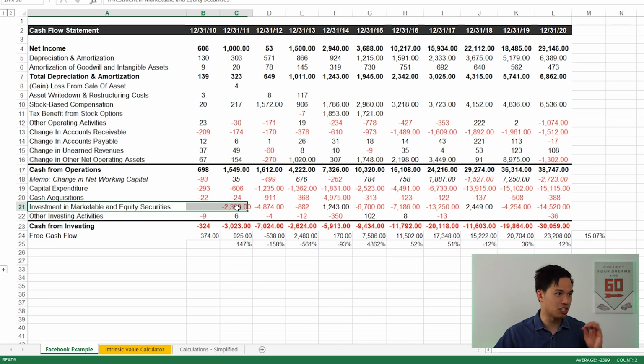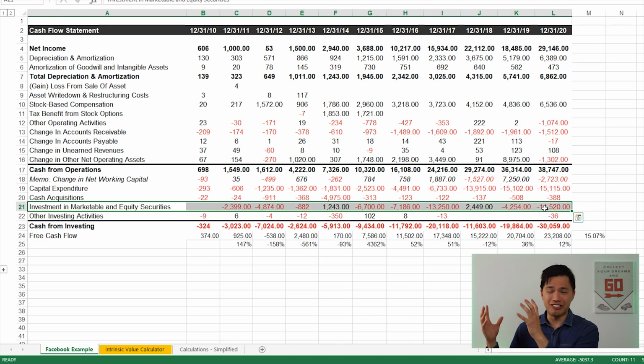And the other number that I don't add back into the calculation is investment in marketable and equity securities. So Facebook is a business that generates a lot of cash, and in order to generate a better return than just keeping cash in cash, they take the cash and invest it in short-term treasuries that pay a higher interest rate than what they'll get putting that money into the bank.